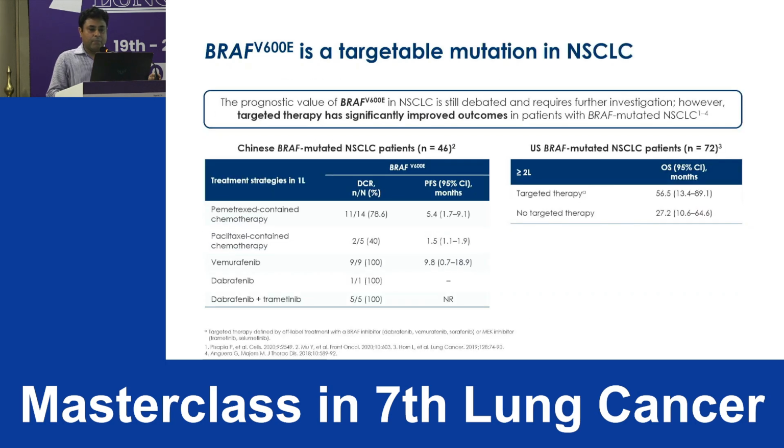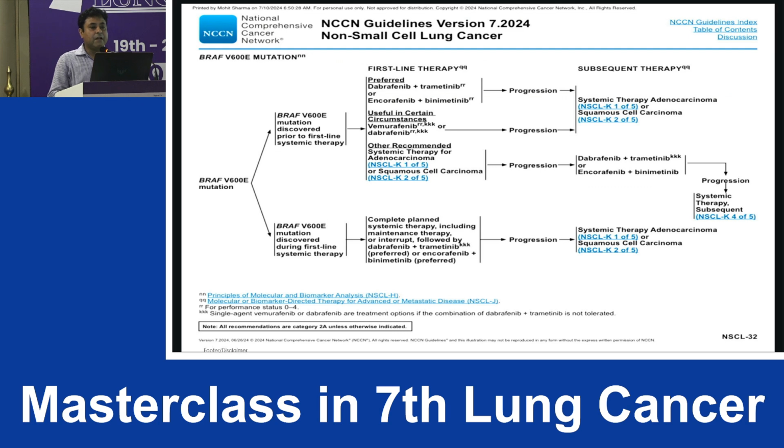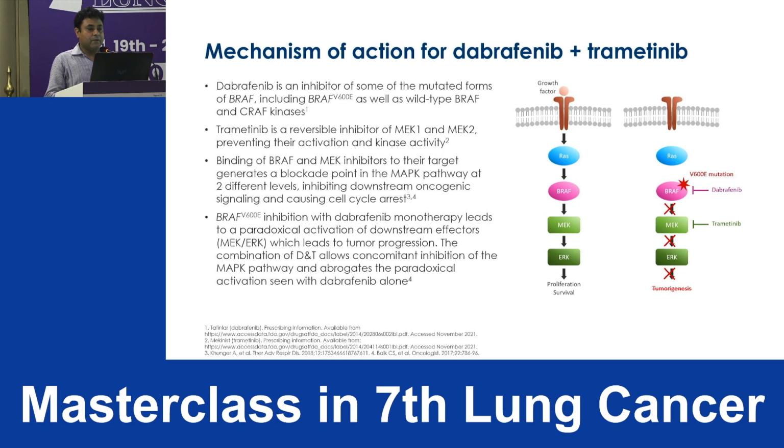So it is a targetable mutation, and targeted therapy has significantly improved the outcomes in patients with BRAF-mutated non-small cell lung cancer. This is what the NCCN says. If the BRAF V600E mutation is discovered prior to the first line of systemic therapy, the preferred options are dabrafenib plus trametinib or encorafenib plus binimetinib. And if the BRAF V600E mutation is discovered during the systemic therapy, complete the planned systemic therapy, including the maintenance therapy, or interrupt, followed by dabrafenib plus trametinib or encorafenib and binimetinib.